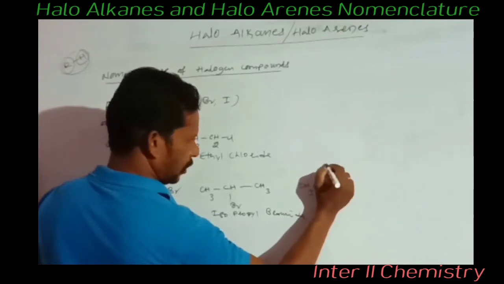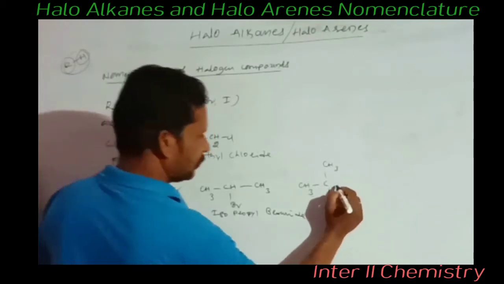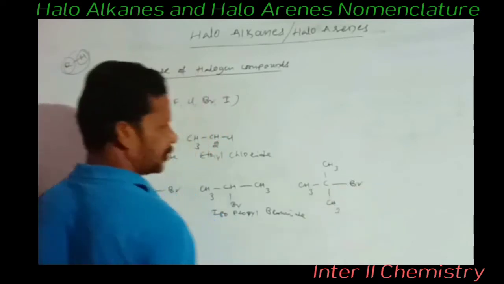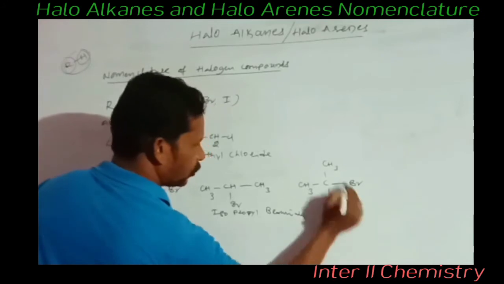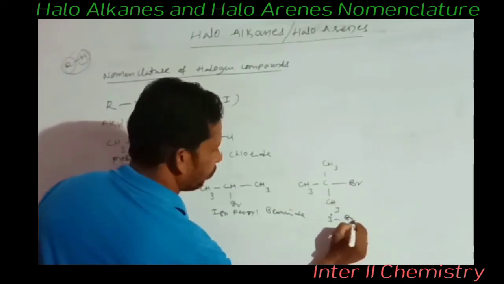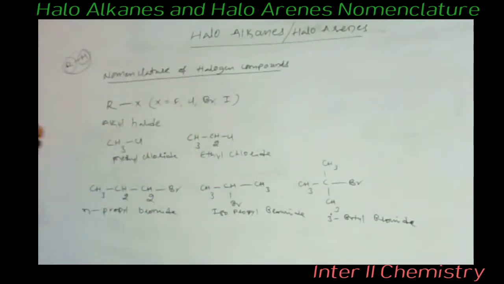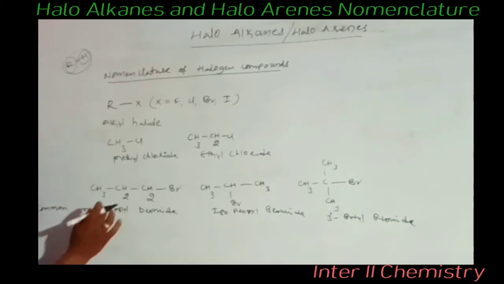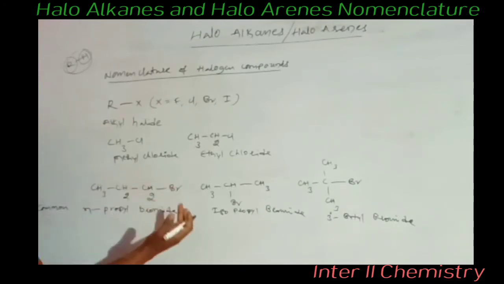Which one is it? Tertiary butyl bromide. So it is a common name. What are we writing? First we write the hydrocarbon group name, and after that we write the halogen name as a halide.